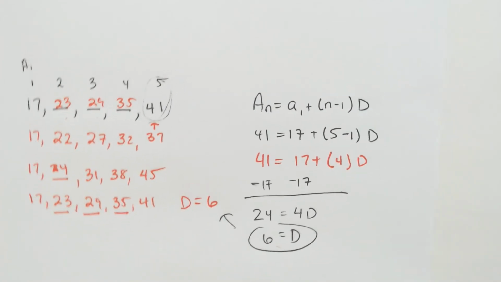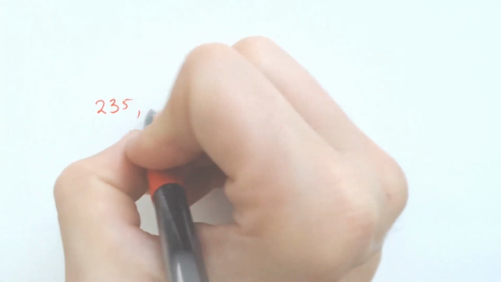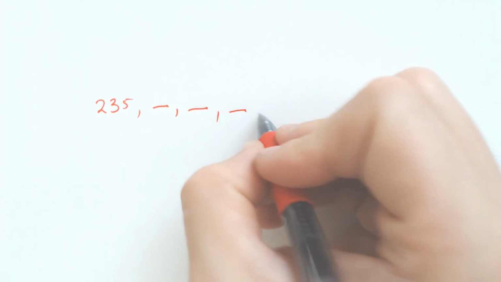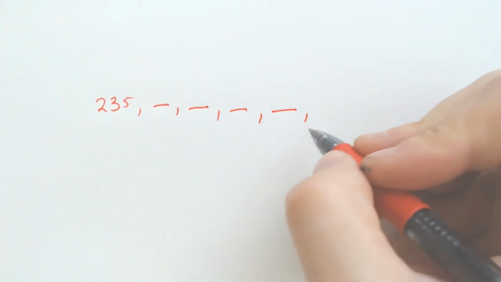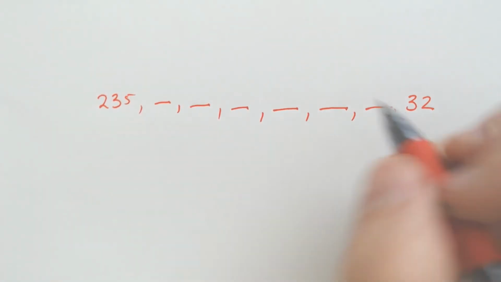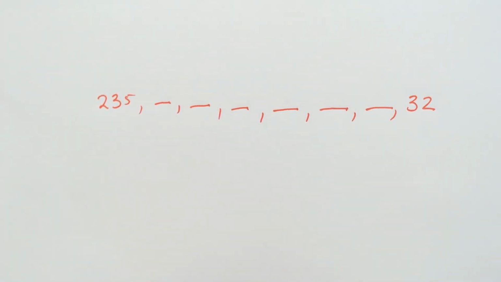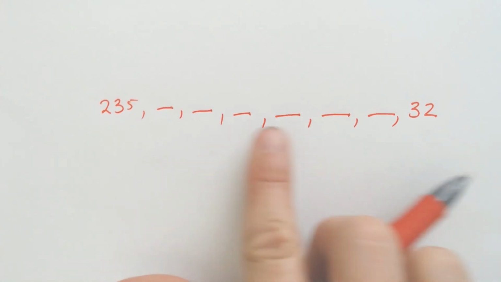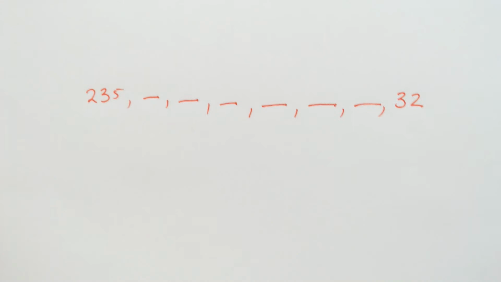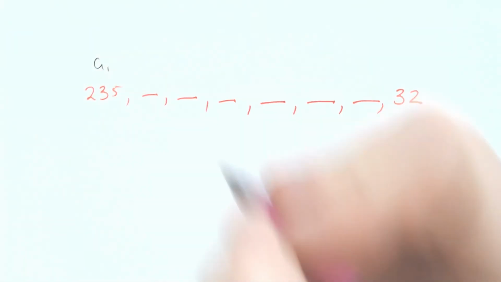So here we go. Let's get a fresh sheet of paper. All right, this one's going to be a little bit bigger, something where you would maybe not want to guess and check. 235, blank, blank, blank, blank, blank, blank, and then 32. Let's make sure I got the right amount of blanks. 1, 2, 3, 4, 5, 6. It'd be epic fail if I didn't have the right amount of blanks. All right, so what's our first term? Right there.